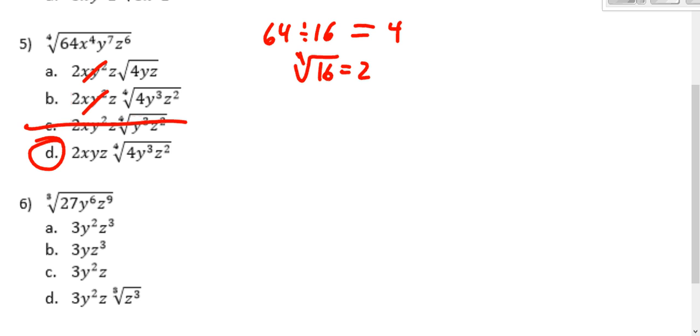Third root of 27, that's just 3, it's perfect. Y to the 6th, that makes 2 sets. Z to the 9th, that makes 3 sets. No leftovers, that's A.